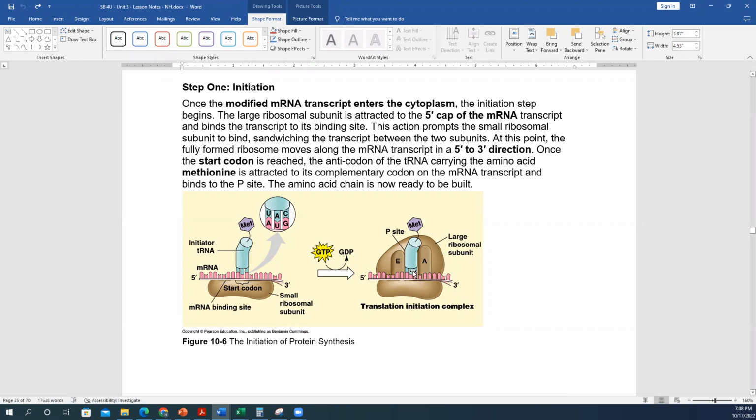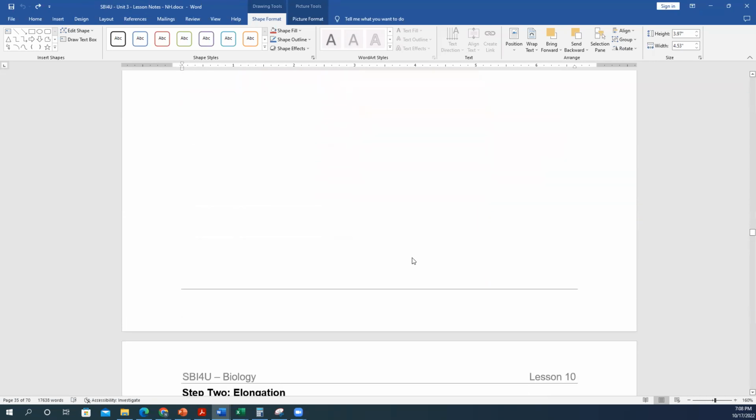So here in this case, the tRNA that is carrying methionine is attracted to that complementary codon on the mRNA transcript, and it binds to that P site. This would be the P site. And now the amino acid chain can be extended and built on, so we can move on to elongation.